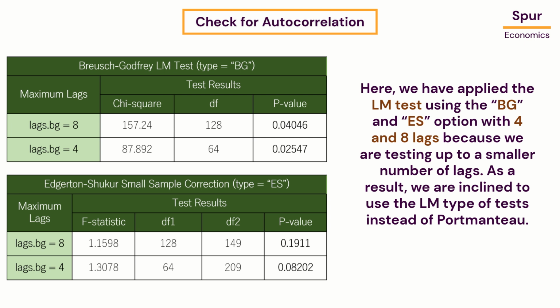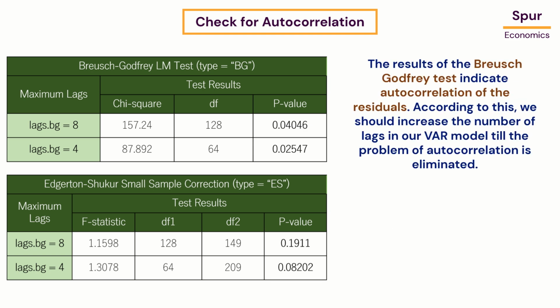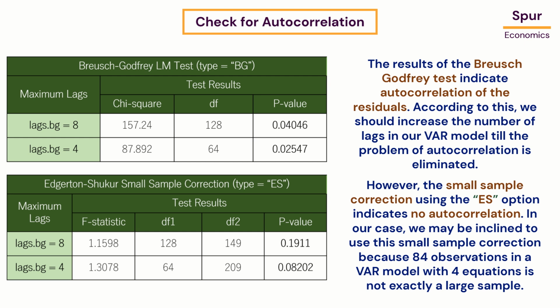Here, we have applied the LM test using the BG and ES options with 4 and 8 lags because we are testing up to a smaller number of lags. As a result, we are inclined to use the LM type of tests instead of Portmanteau. The results of the Breusch-Godfrey test indicate autocorrelation of the residuals. According to this, we should increase the number of lags in our VAR model till the problem of autocorrelation is eliminated. However, the small sample correction using the ES option indicates no autocorrelation.